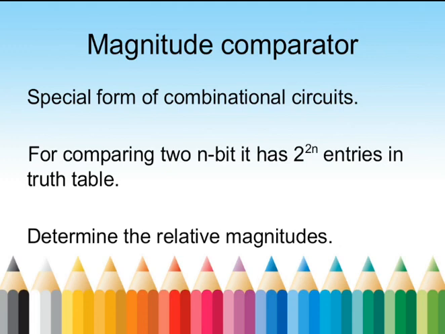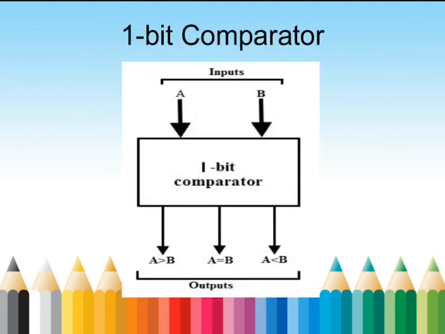The circuit for comparing two n-bit numbers has 2 power 2n entries in the truth table. For example, the circuit for comparing two 1-bit numbers has 2 power 2 entries in the truth table. In the same way, the circuit for comparing two 2-bit numbers has 2 power 4 entries in the truth table. This indicates that when the number of bits increases, the complexity of the logic diagram also increases. So first we'll discuss the 1-bit magnitude comparator.